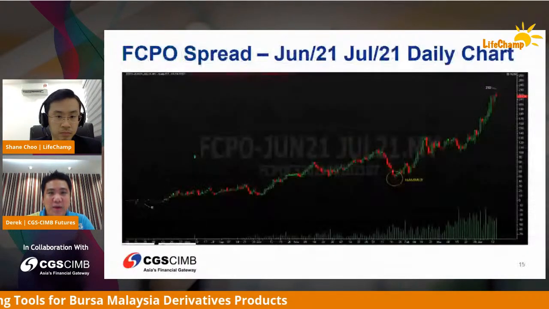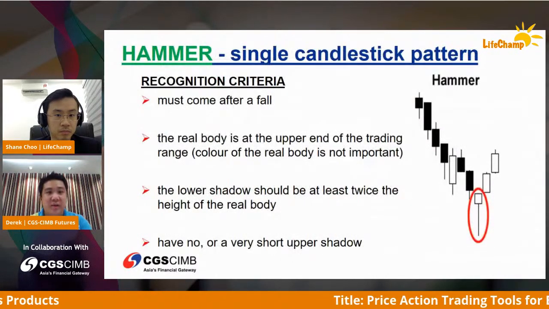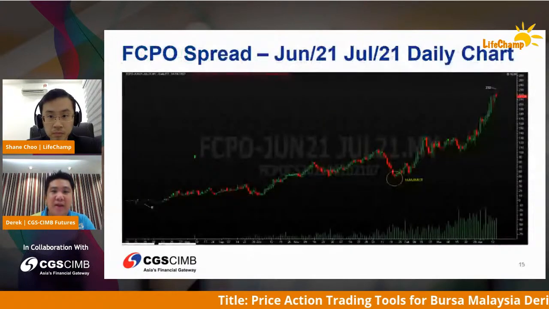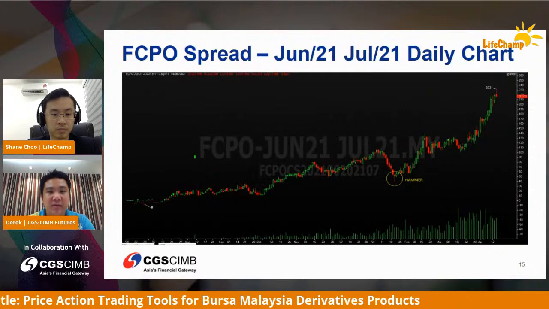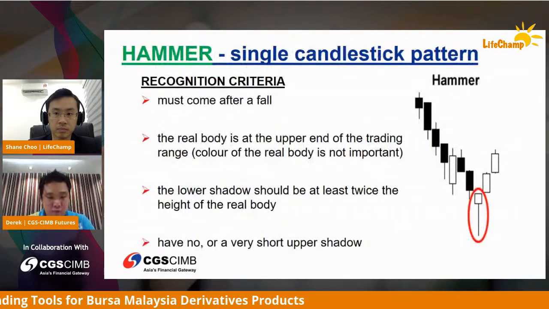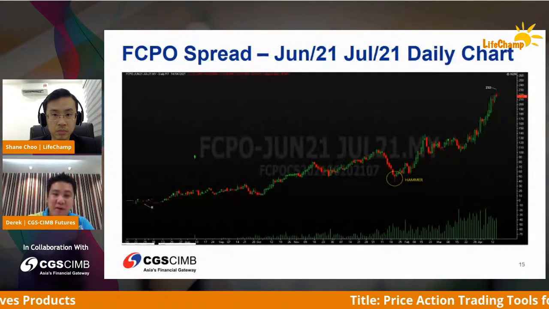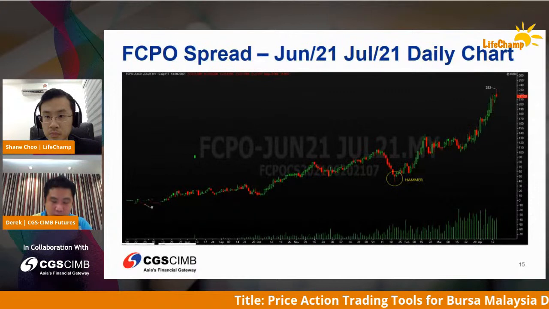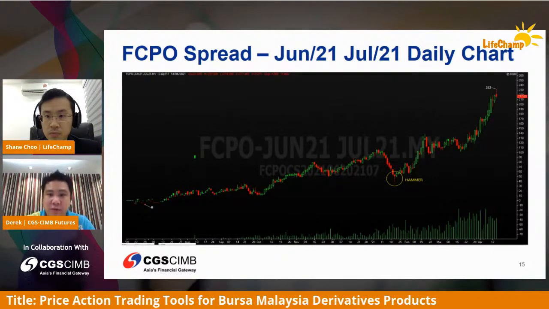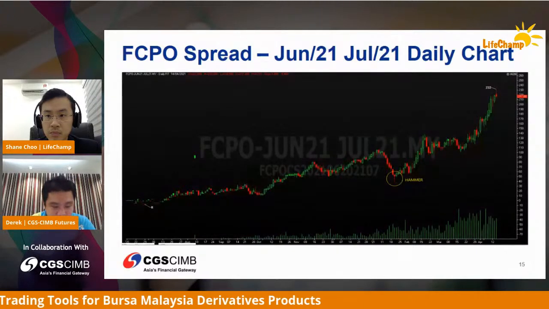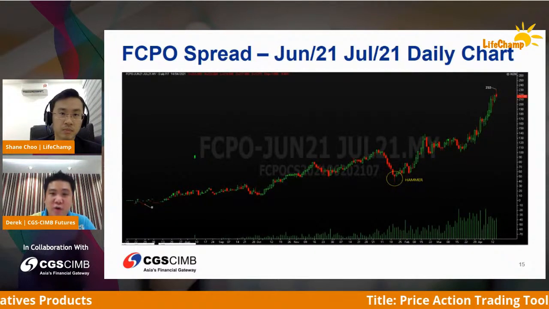So we can use the CPO spread for June and July daily chart to illustrate this example. You can see it comes after a fall. Then the real body is really minimal. In this one, I think it still has an upper wick, but very minimal. And you can see the lower shadow is very long.